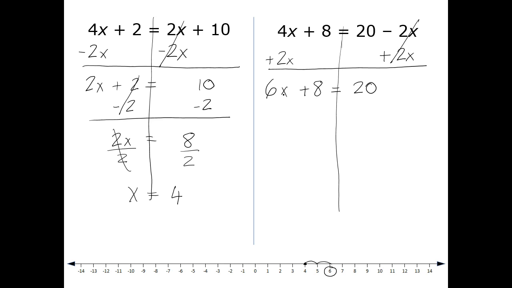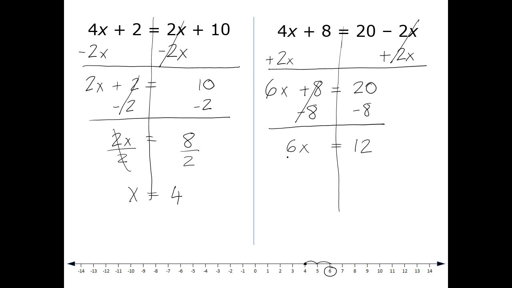Now, I still have numbers on both sides, so I have 8 and 20. So I'm going to subtract 8 on both sides of the equation. These cancel out, and I end up with 6x equals 20 minus 8. Our number line is not big enough for this, but just imagine it's a subtraction, and that would be 12.